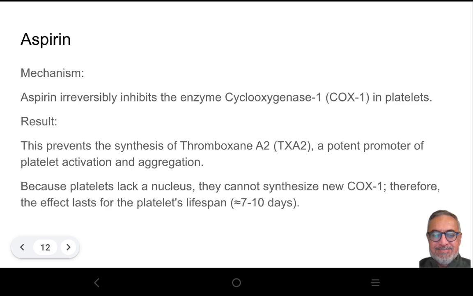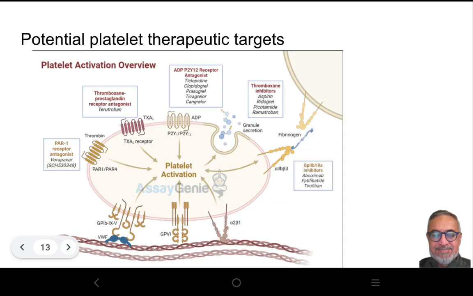Now, the mechanism of action of aspirin: it irreversibly inhibits the enzyme cyclooxygenase 1 in platelets and as a result prevents the synthesis of thromboxane A2, which is a potent promoter of platelet activation and aggregation. Because platelets lack a nucleus, they cannot synthesize new COX-1. Therefore, the effect lasts for the platelet's lifespan. Aspirin activity works from 7 to 10 days.